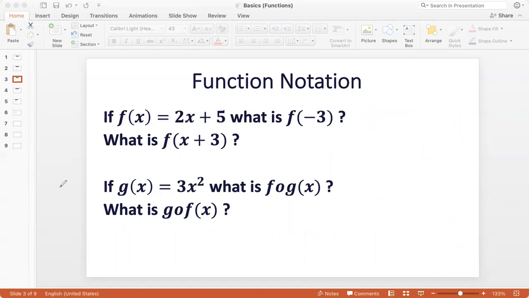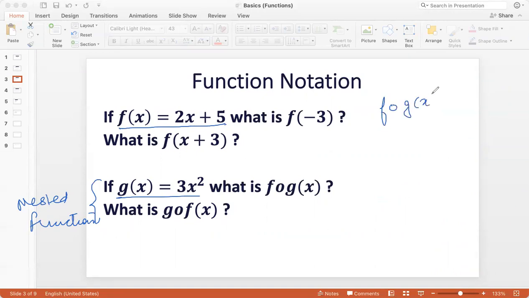Okay, then we have something called nested functions. Nested functions work like this. So let's say f of x is 2x plus 5 and g of x is 3x squared. Then f of g of x is g of x becoming the subject of f. So whatever is g of x will be the subject of f.